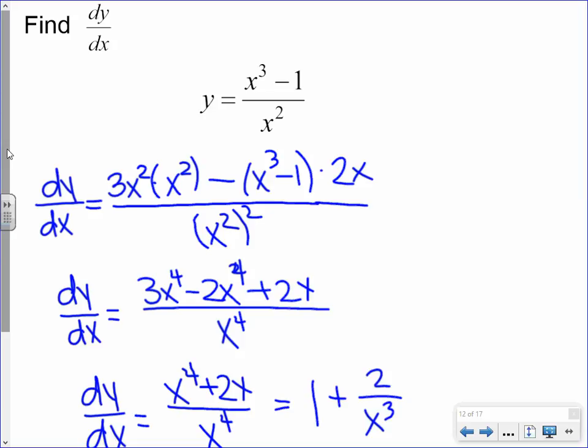So now you have the opportunity to start deciding how you want to take derivatives. Not all the time are you going to be able to make a decision one way versus the other. Sometimes there will only be one way to take a derivative, but in this case, we had an option. Okay, let's do another one.